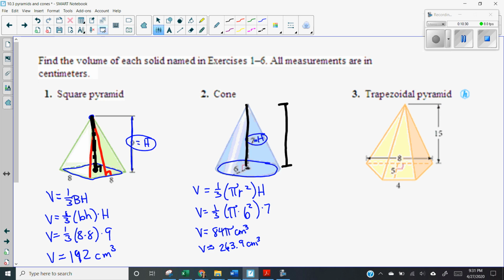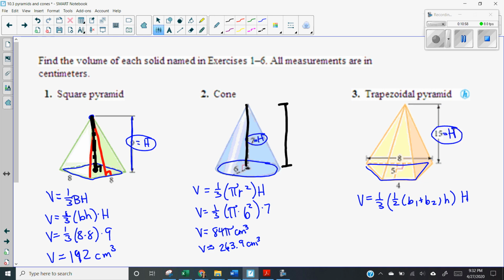Okay, next one. Trapezoidal pyramid. You've got to get used to this right off the bat. I see a pyramid. Okay, I'm putting a third. Capital B comes out. The base is a trapezoid, so in goes the trapezoid area formula: 1/2 base 1 plus base 2 times height. And then remember, times the height of the whole thing. So when we're talking about our base, the area of that whole thing, 15 then is my capital H height.